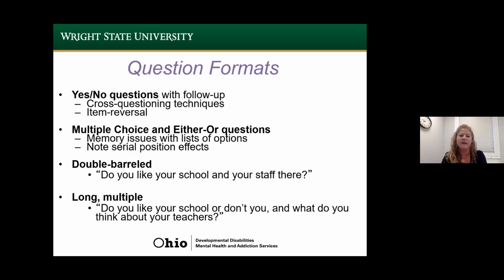The same thing with either-or multiple choice questions. It's difficult for an individual if they have memory issues. If you say A or B or C, for example, then it's more likely you'll get C as the answer because that's the last thing that was said and that's an immediate memory. So you want to note serial position effects. If I ask A or B or C, I might want to ask B or C or A the next time to check that answer.